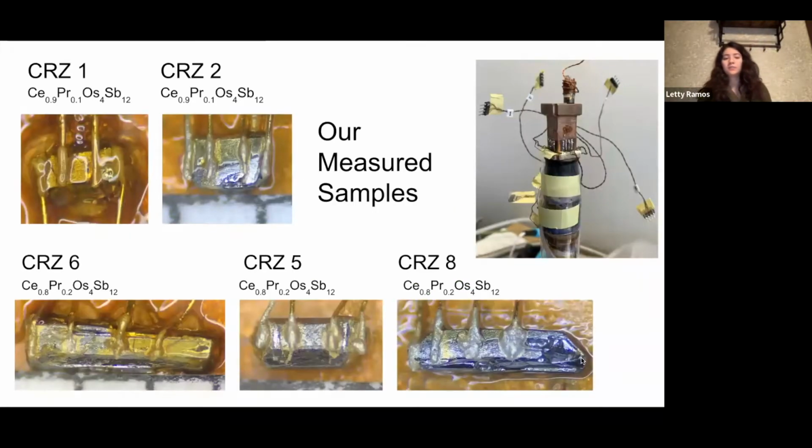So what we did was measure 5 samples, 2 10% samples and 3 20% samples, in our cryo cooler at Fresno State. We measured them in zero magnetic field because we don't have that capability in our lab, and in temperatures between about 12 to 13 Kelvin all the way to 300 Kelvin.